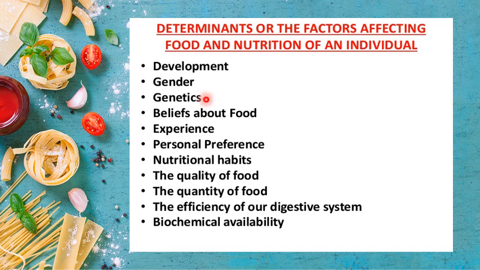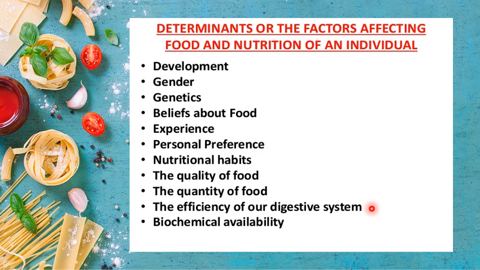Genetics also play a role in this aspect. Beliefs about food may be affected by the culture or religion, the previous experience regarding food, and the personal preference of food. That means the individual may prefer certain types of food, like the vegan or vegetarian, or the carnivore, that means the meat eaters. Also, the nutritional habit, the quality of food and the quantity of food. These two factors may be affected by the socio-economic status of the individual.